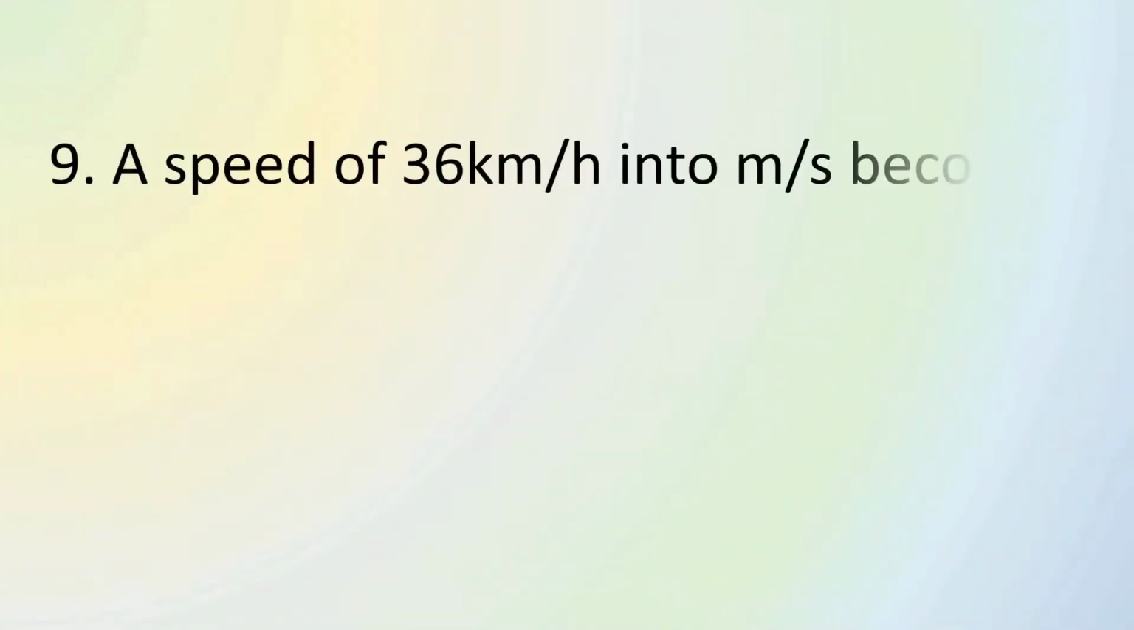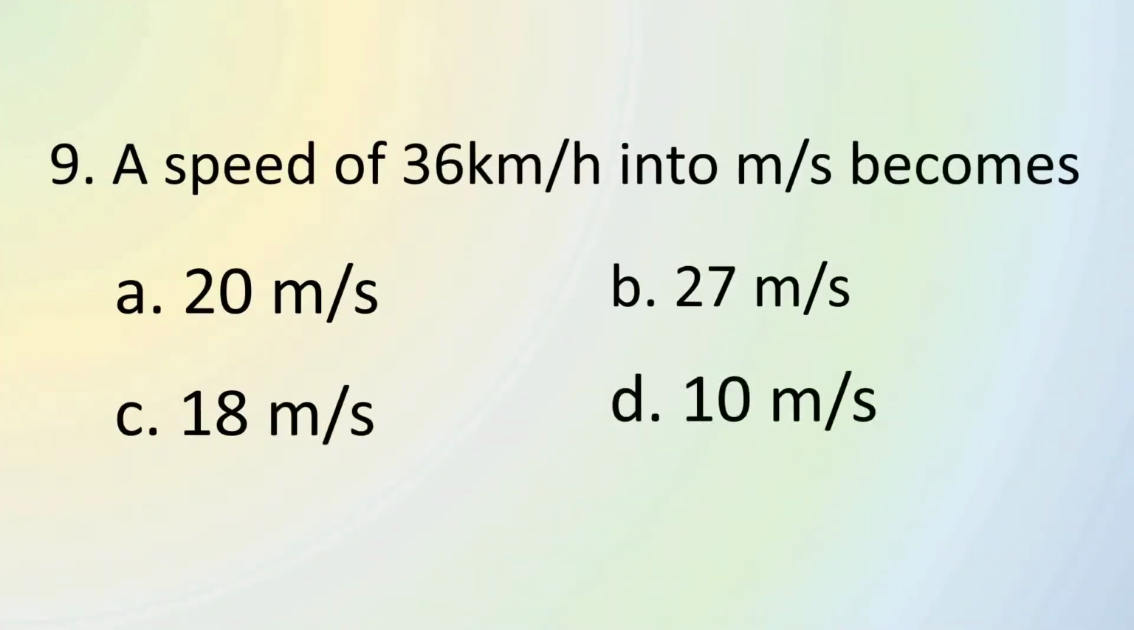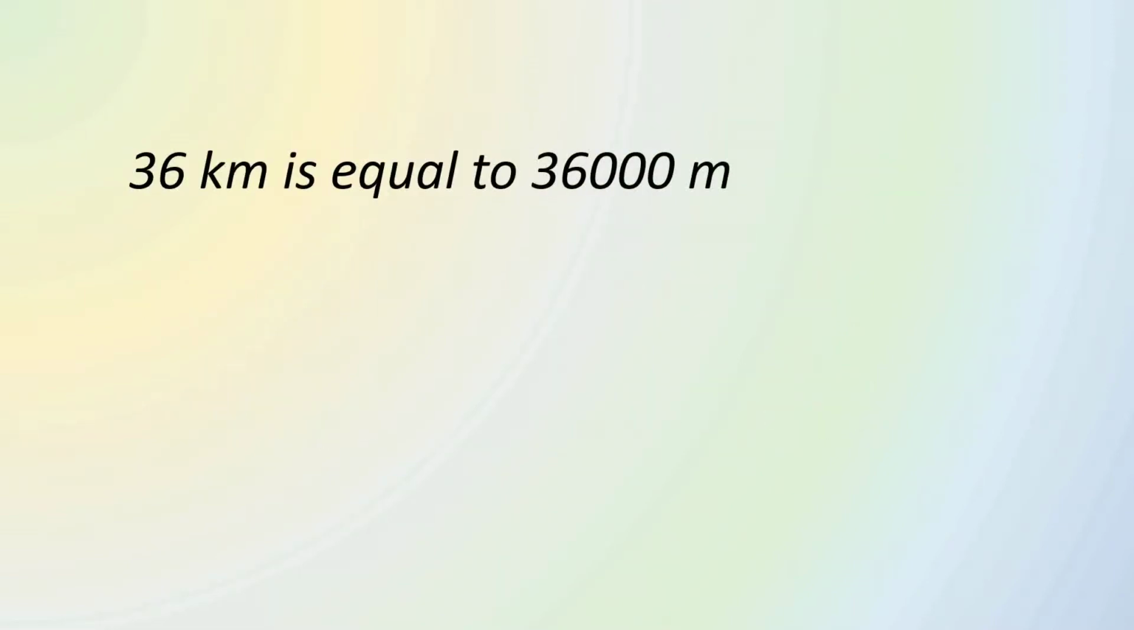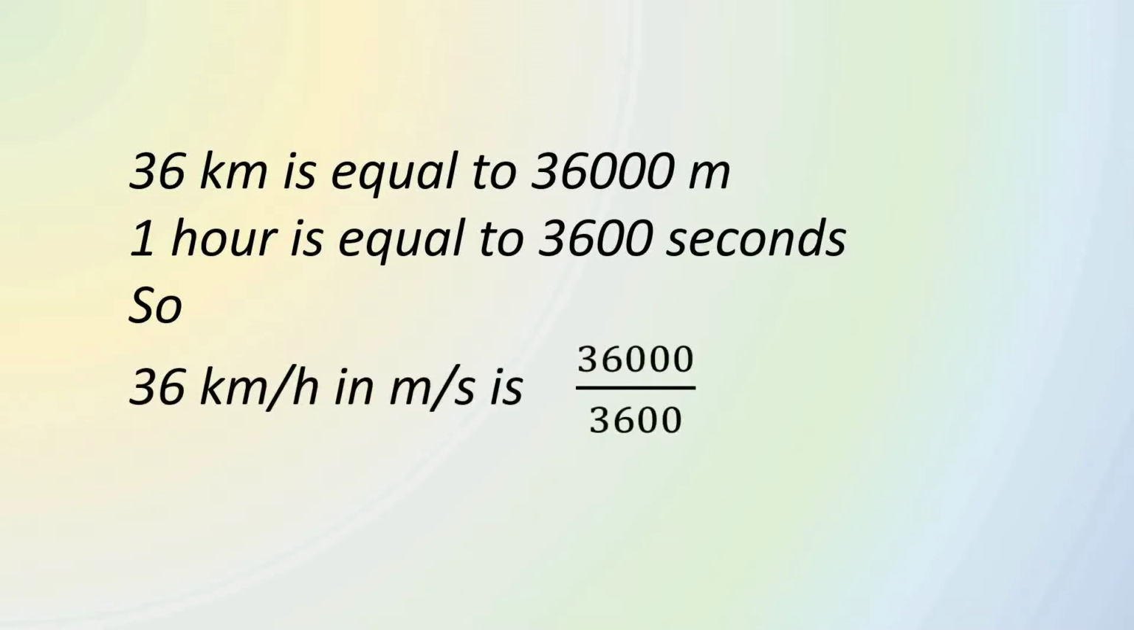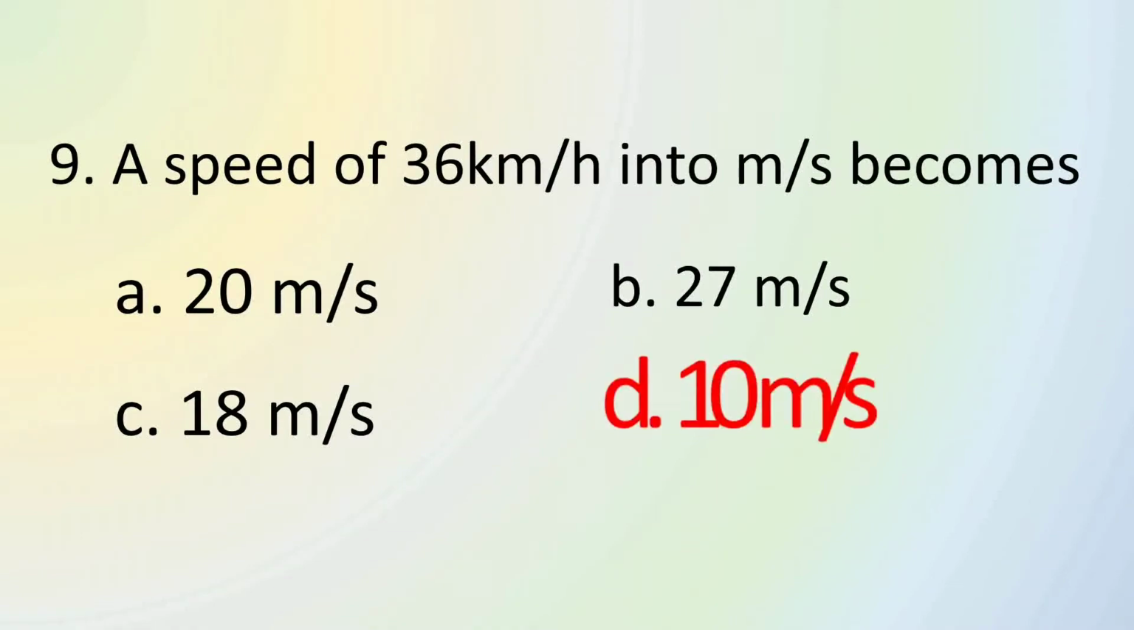Let's convert the speed of 36 km per hour into meter per second. We know that there are 1000 meter in every kilometer, so 36 km is equal to 36,000 meter. There are 60 minutes in an hour and each minute has 60 seconds, so 1 hour is equal to 3600 seconds. And 36 km per hour in meter per second is 36,000 per 3600, which is equal to 10 meter per second.